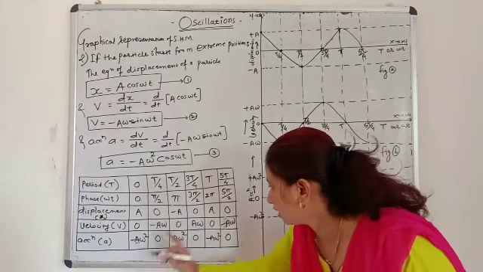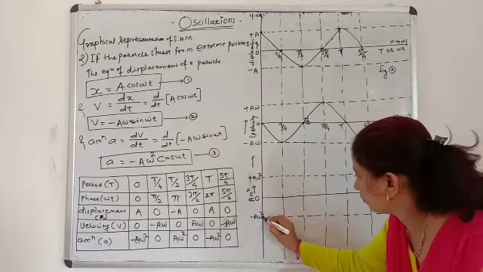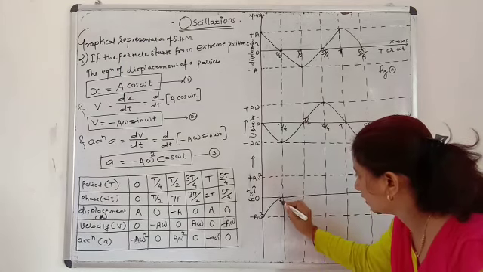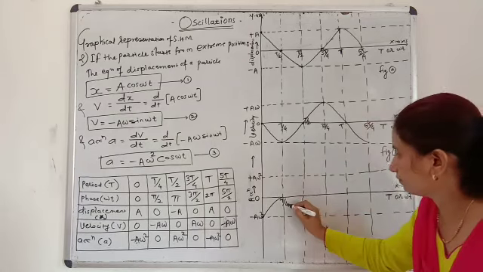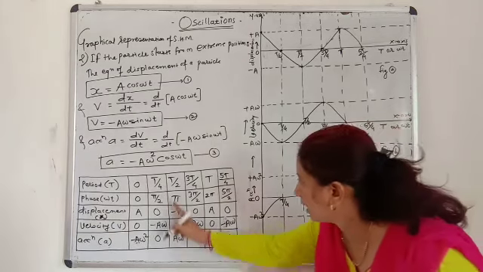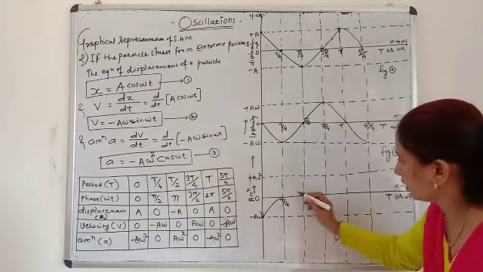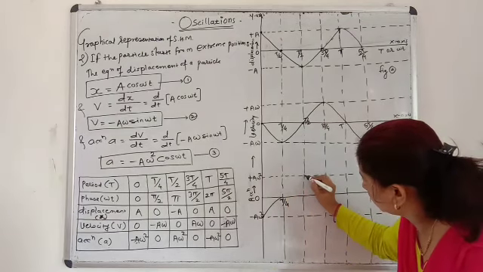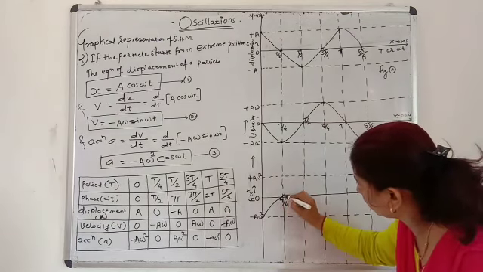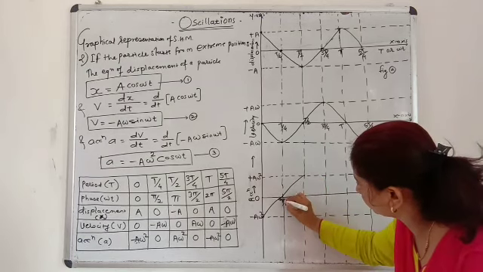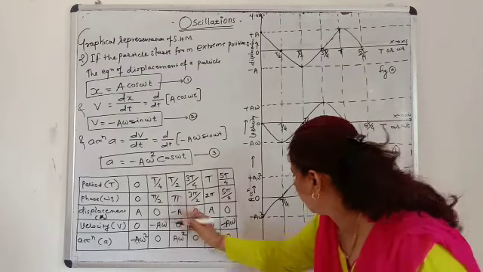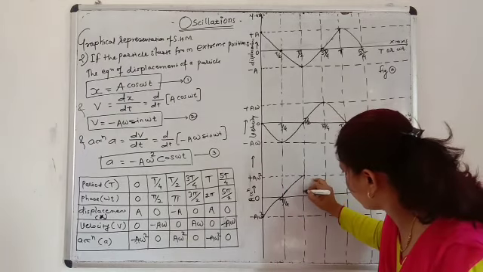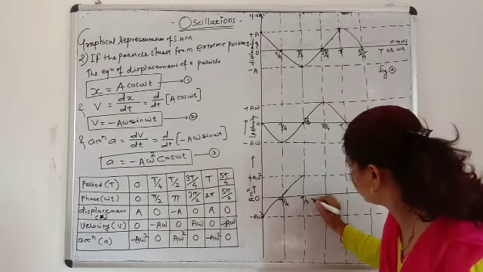At T by 4, the acceleration becomes 0. So the graph is here. For the T by 4. Then again T by 2, plus A omega square. So the nature of the graph is like that. Okay. Then this time period is T by 2.